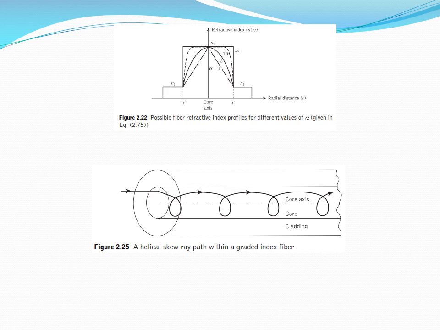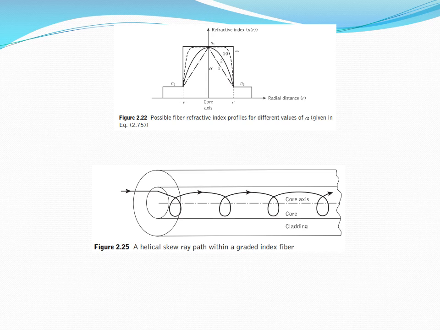Now we can see the value of alpha. If the value of alpha is equal to 1, then the type of profile highlighted here in a dotted line is a triangular profile. It resembles the shape of a triangle. And the second one, wherein the value of alpha is 2, is a parabolic profile.